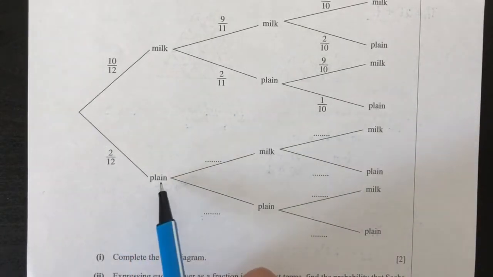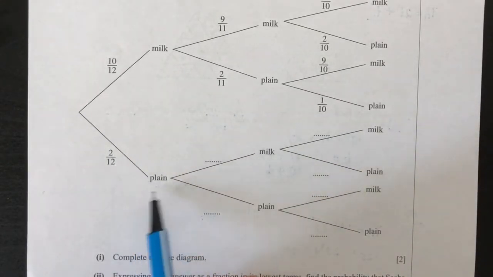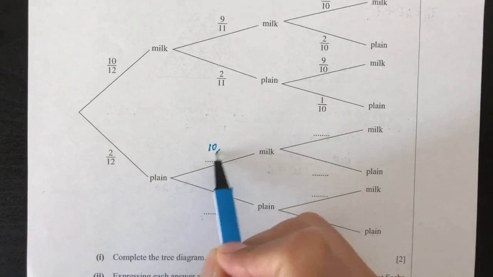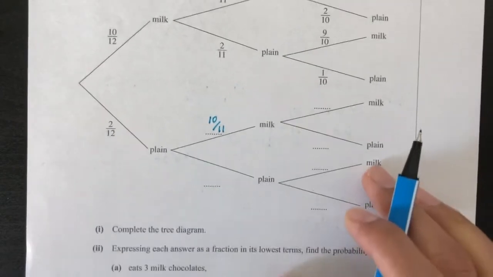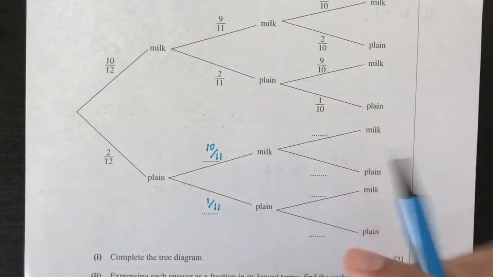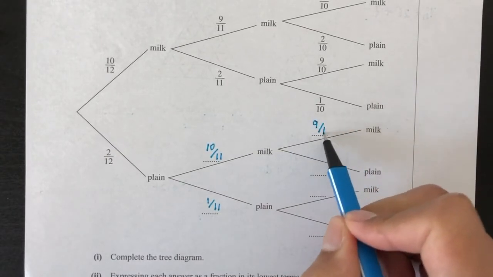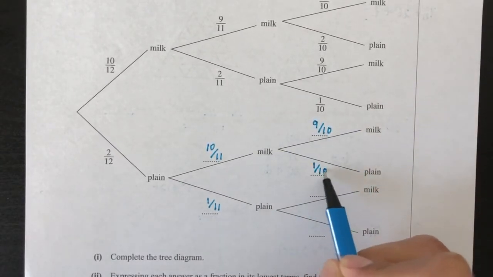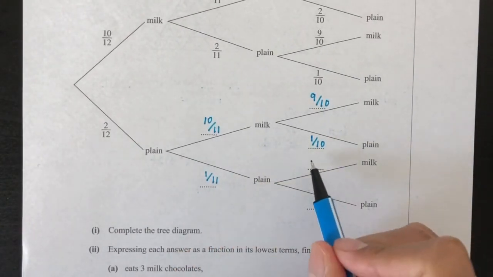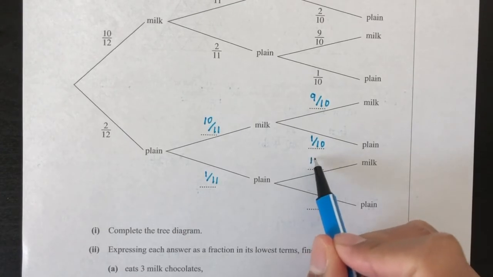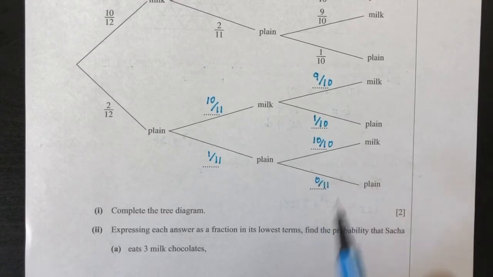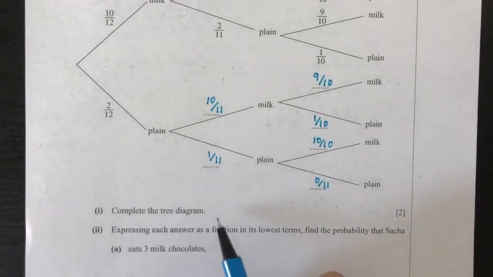So we have 2 plain. If you choose plain, then milk will be 10 over 11, or plain can be 1 over 11. Now if you choose milk right here, that will become 9 over 10, and that will become 1 over 10. And here if you choose plain, milk stays the same, which is 10 over 10, and plain will become 0 over 11. So that will be your tree diagram.